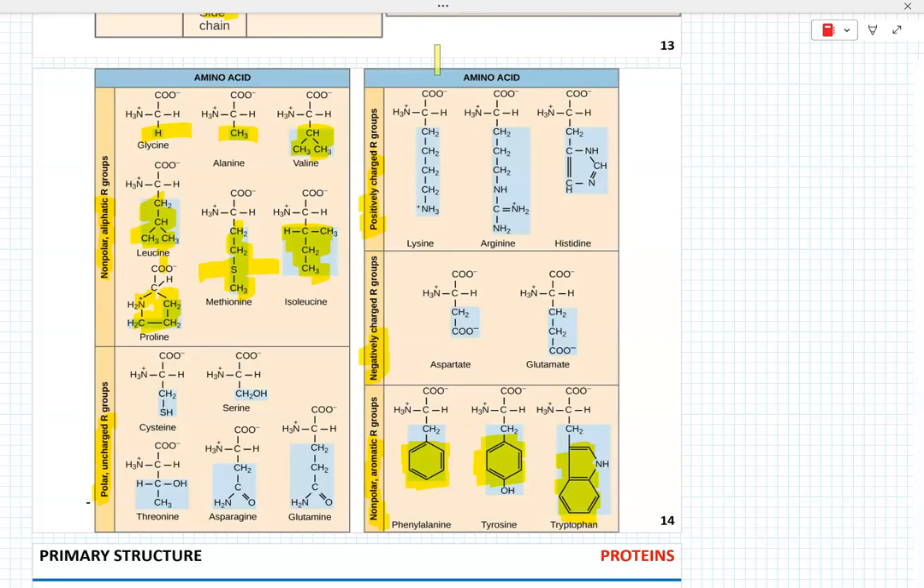heterocyclic. Polar and uncharged amino acids contain some kind of very electronegative atom, such as sulfur, oxygen, and this oxygen can be in the form of OH group, hydroxyl group, or in the form of carbonyl group. Positively charged amino acids obviously carry a positive charge, usually on a nitrogen. Negatively charged amino acids carry negative charge on the carboxyl group in the side chain.